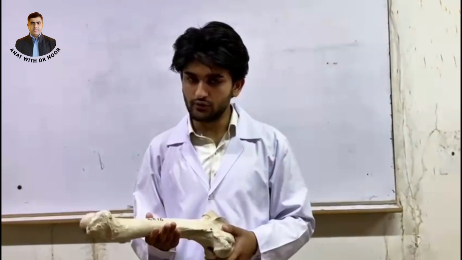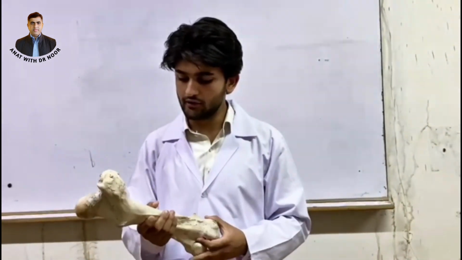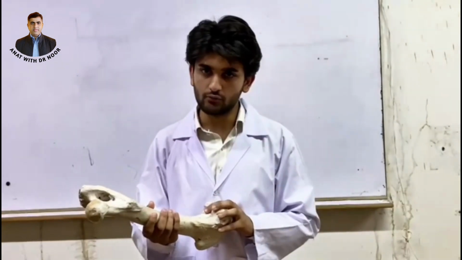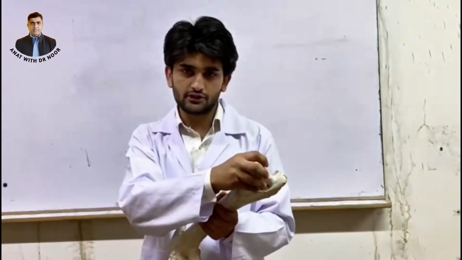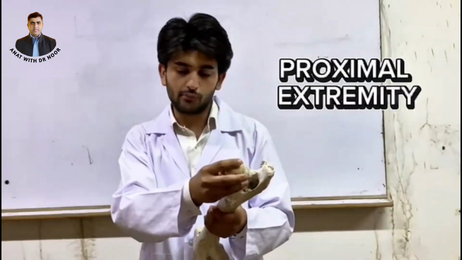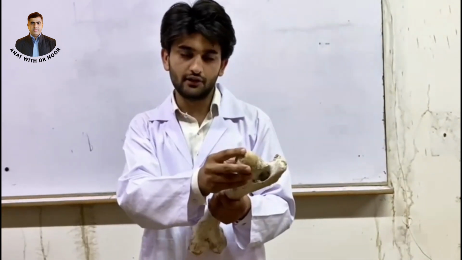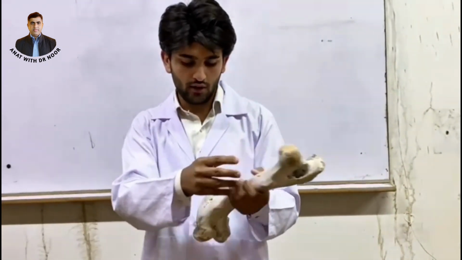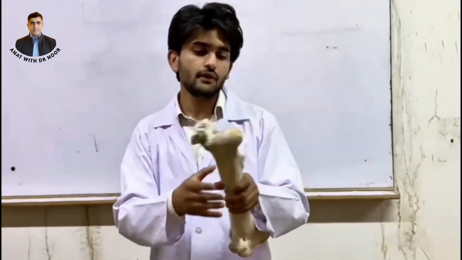It is the second bone of the hind limb, located in the hind limb. It is a long bone and the strongest of the long bones. It is divided into three segments: proximal extremity, body, and distal extremity. The head in the proximal extremity articulates with the acetabulum of the hip bone, and the distal extremity articulates with the tibia.